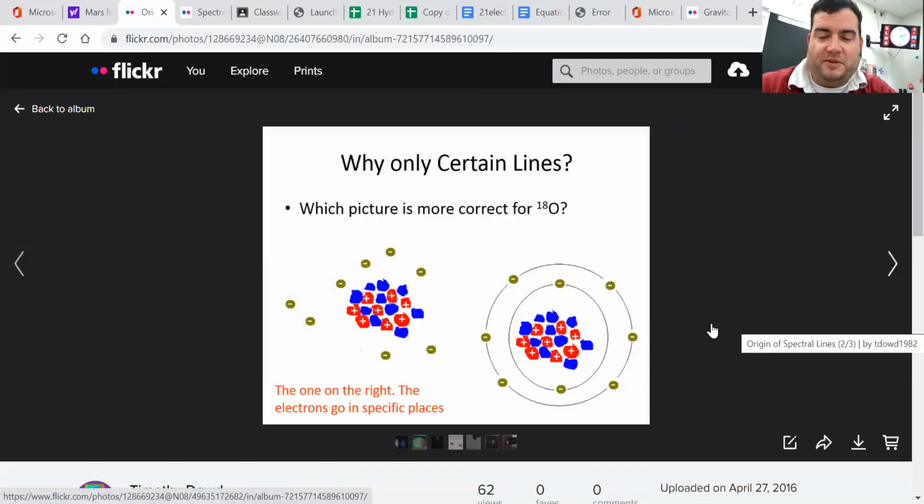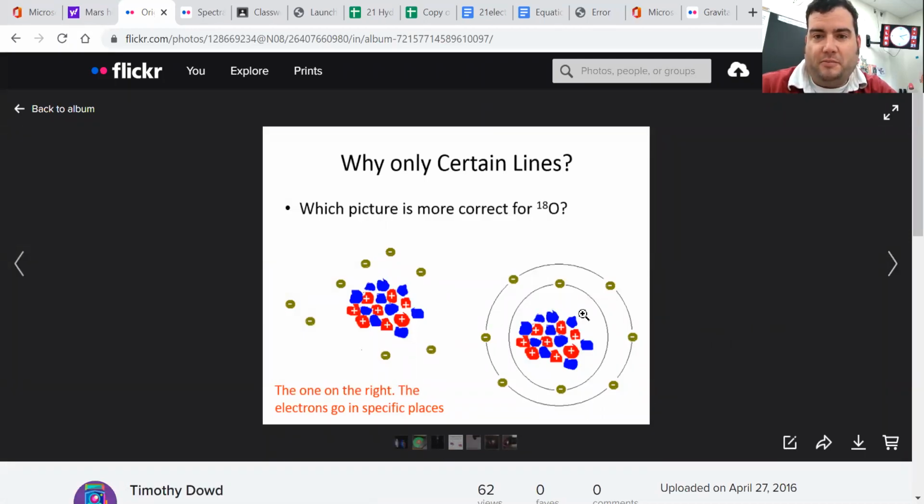If you ask any freshman science student, they could tell you this is a better picture of an atom than this. They both have positive protons and neutral neutrons in the middle in the nucleus, and they both have electrons around the outside. But in this case, the electrons are only allowed to go in certain places or rings or orbitals.